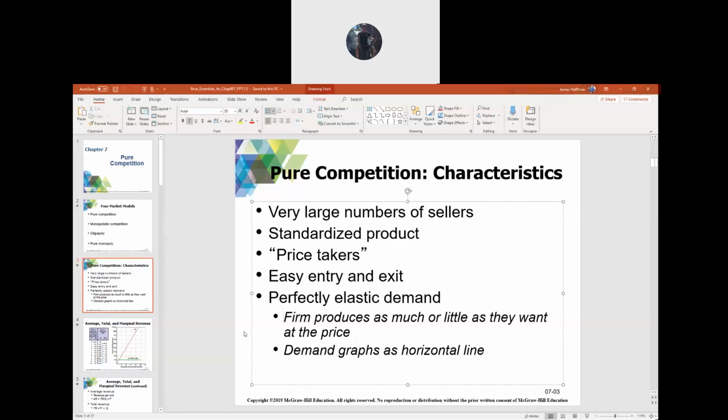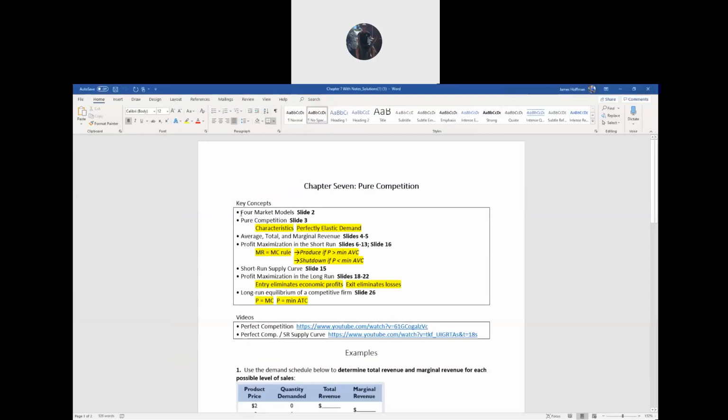All right, so firms can produce as much as they want, or as little as they want, or not produce at all. And because demand is perfectly elastic, like we learned in the elasticity chapter, it's going to be a straight, flat, horizontal line. Okay, so those were the characteristics. And the demand curve, we're going to see in the next couple slides, is again perfectly elastic, which means it's just flat. So if we look at how the revenue curves look in relation to this type of market, on slides 4 to 5, we can look at the average, total, and marginal revenue for this type of market.